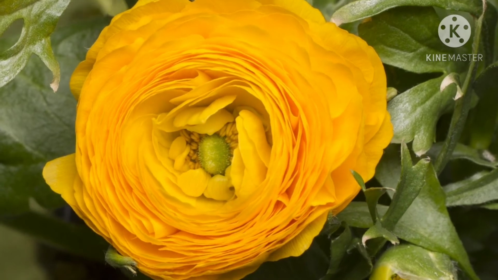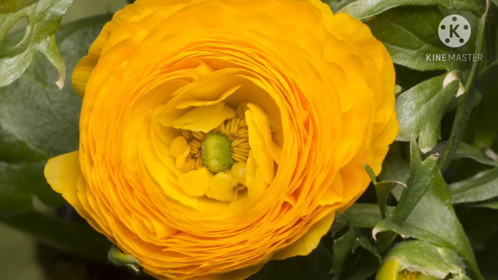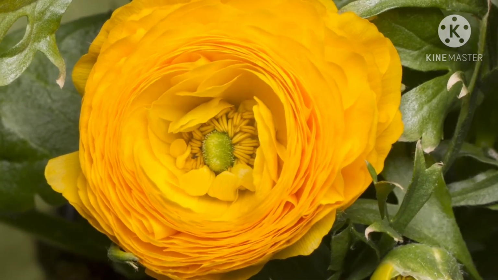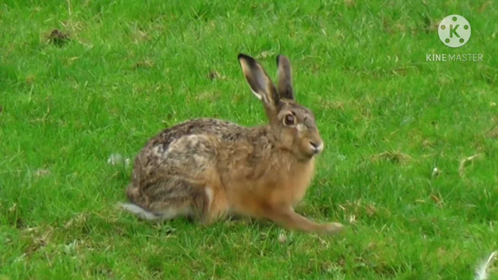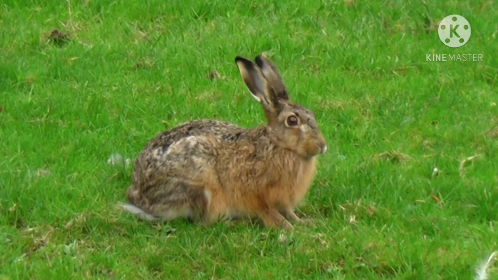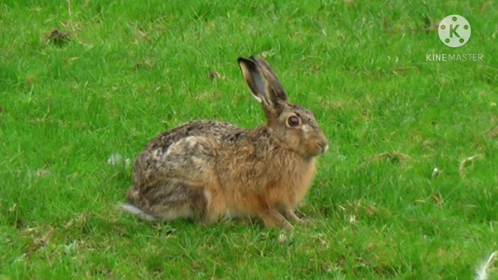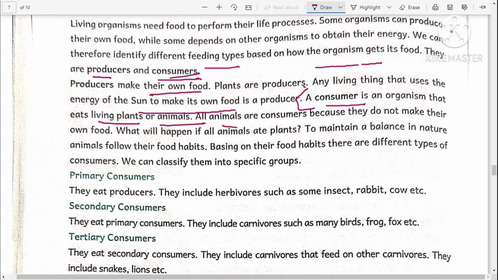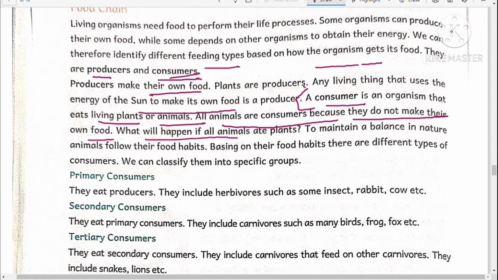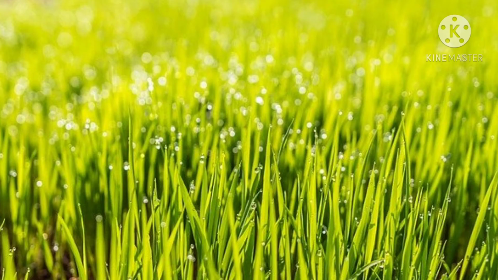But a consumer is an organism that eats living plants or animals. That means these animals don't have the ability to prepare their own food. So all the animals are consumers because they don't make their own food. So what will happen if all animals ate plants? That means no plant would be left on the earth. To maintain a balance in nature, animals follow their food habits.